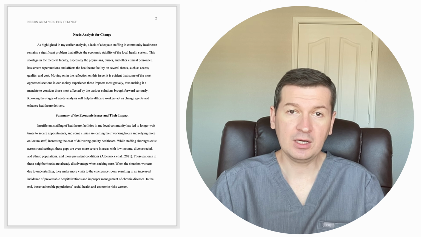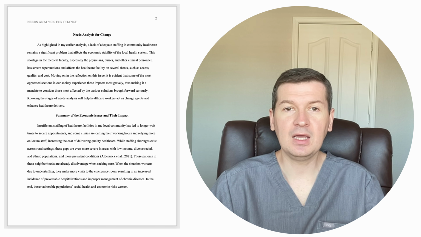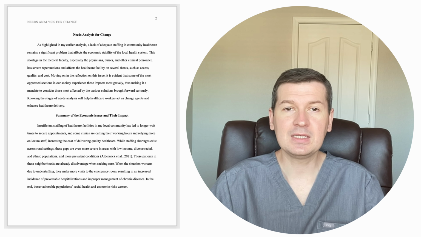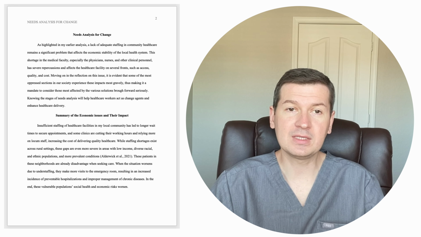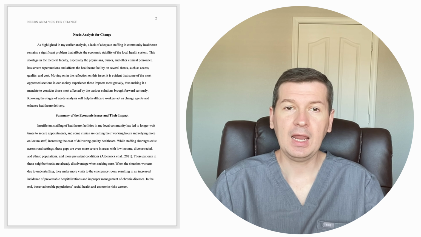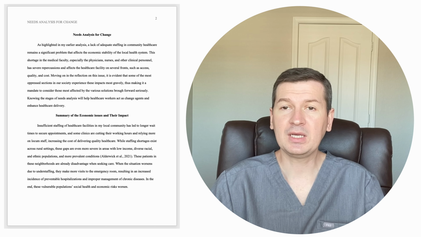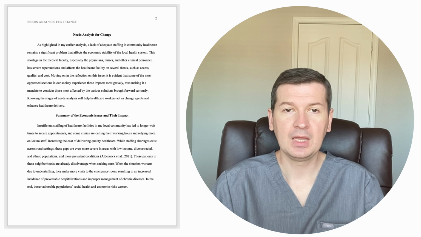Moving on in the reflection on this issue, it is evident that some of the most oppressed sections in our society experience these impacts most gravely, thus making it a mandate to consider those most affected by the various solutions brought forward seriously. Knowing the stages of the needs analysis will help healthcare workers act as change agents and enhance healthcare delivery. Summary of the economic issues and their impact.